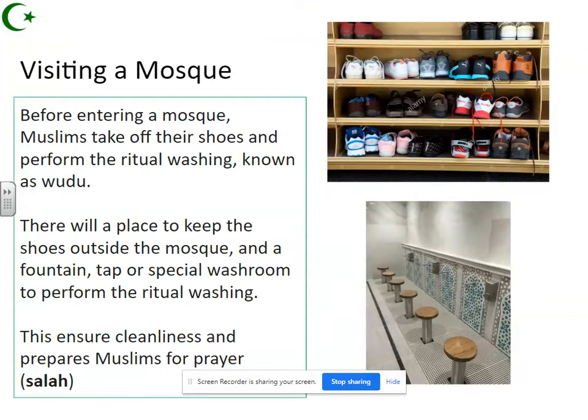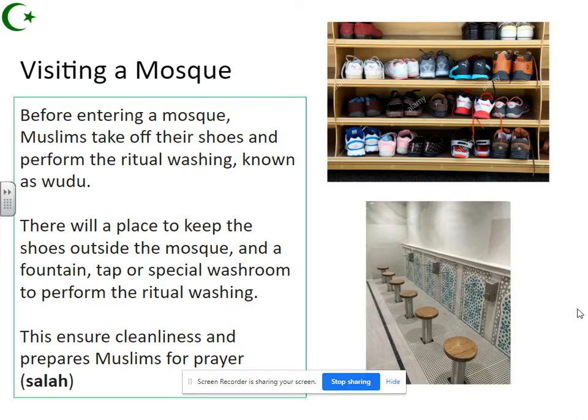Now, I'm sure some of you have visited a mosque before. You certainly have an opportunity to do so if you choose religious studies later on. But before entering a mosque, very similar to if you went to visit a Buddhist temple, you would remove your shoes as a sign of respect. Muslims also perform a ritual washing. Now, this is known as wudu, this word here. Wudu is perhaps one of my most favourite words. Fantastic word, wudu. It is a way to wash and purify before going in to worship God.